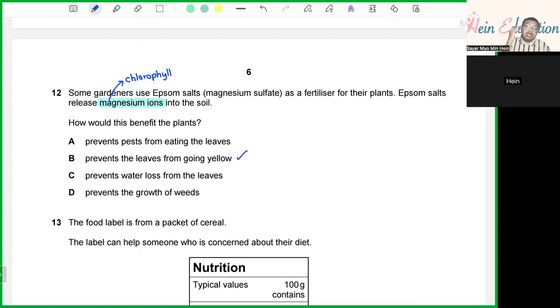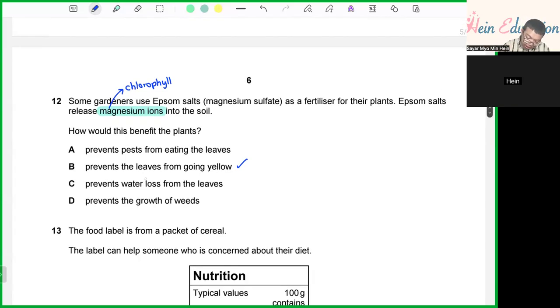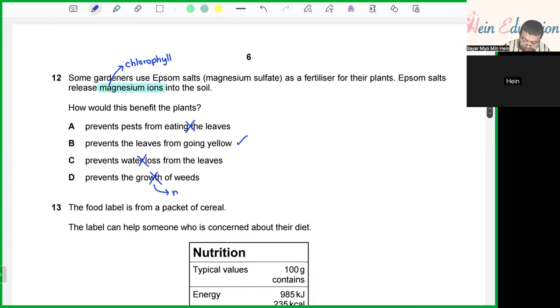So it prevents the leaf from going yellow, and prevent water loss? Not correct. It's not related to water loss, and not for growth, right? Because for growth, it would not be magnesium, it would be nitrate, but then it's not for the wheat as well. So the correct answer is B.